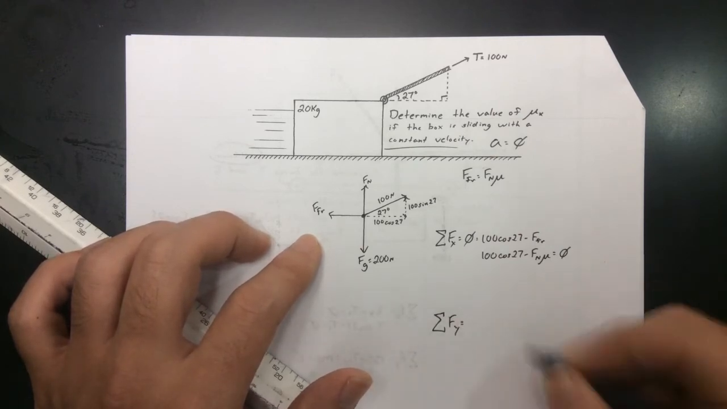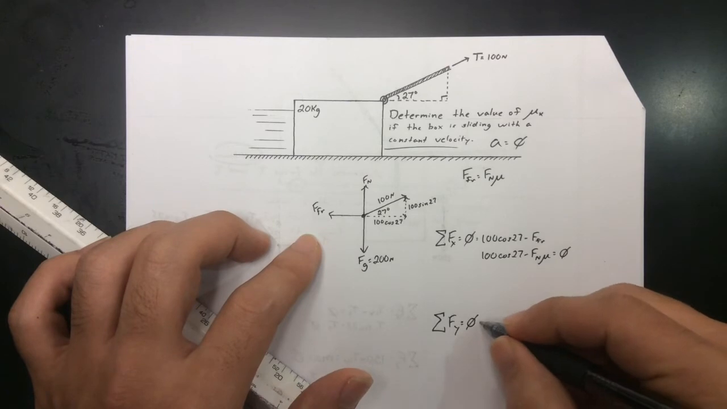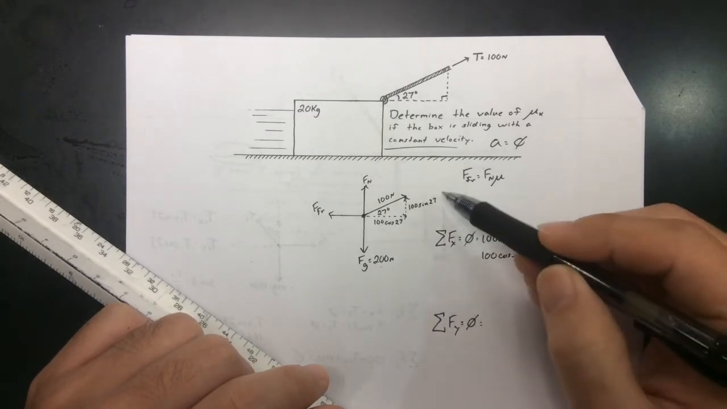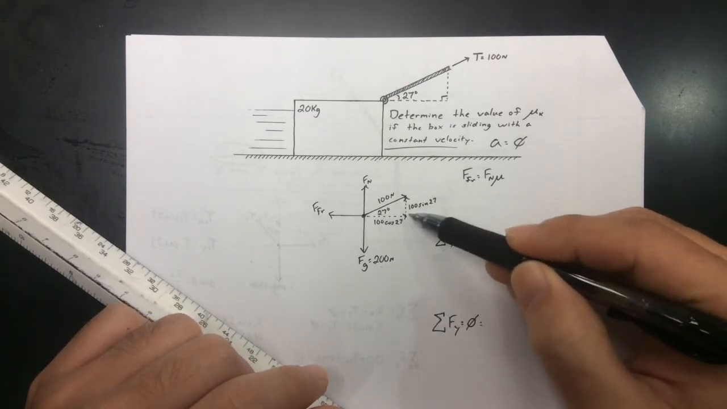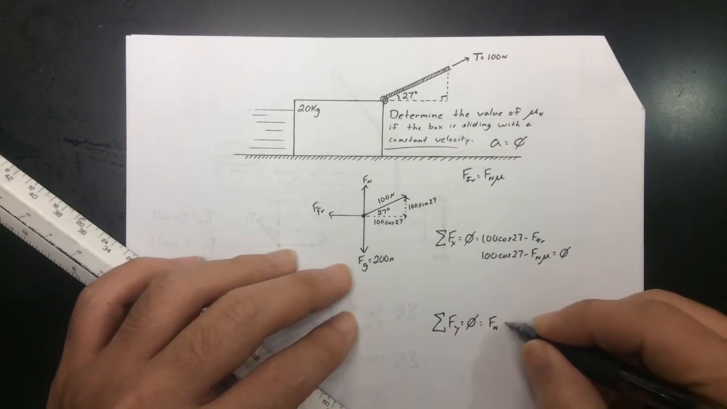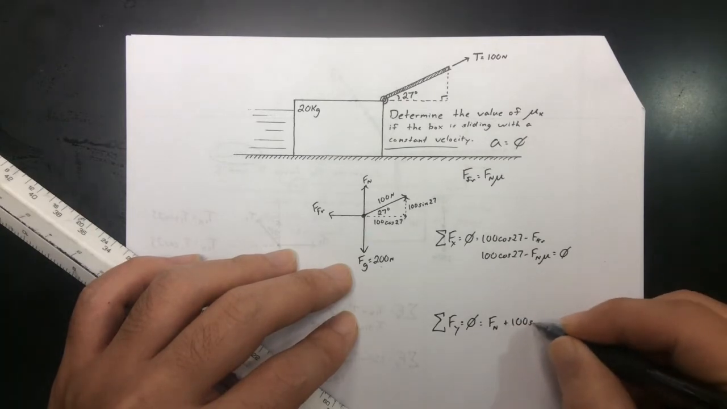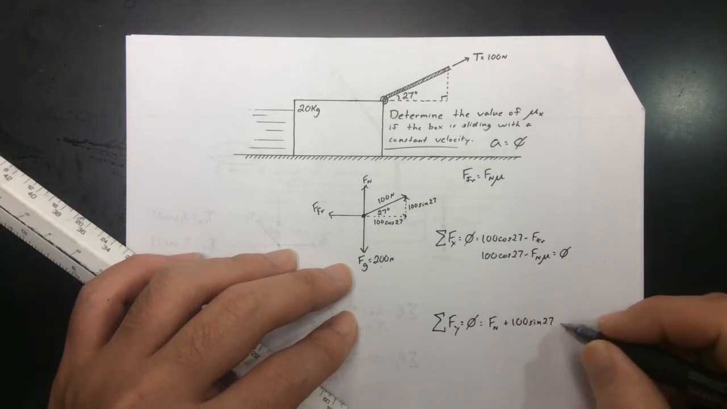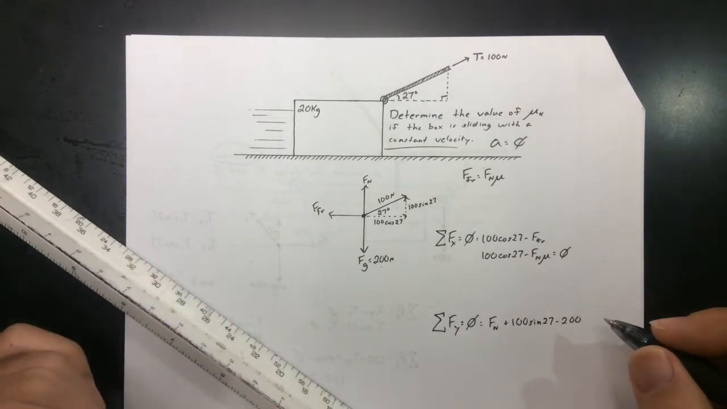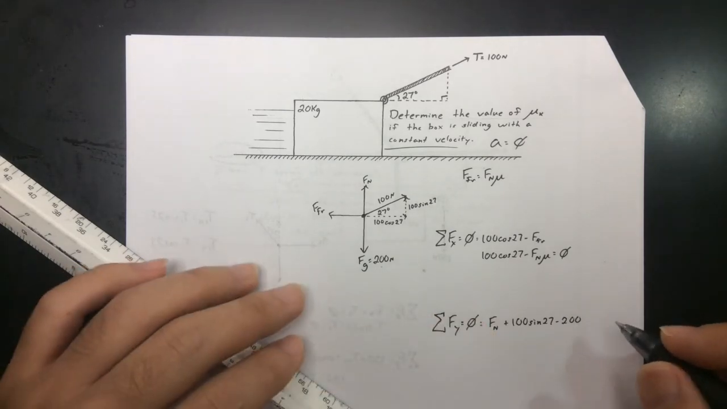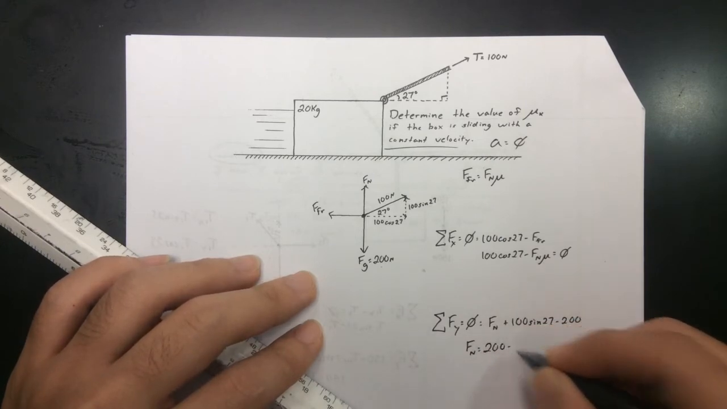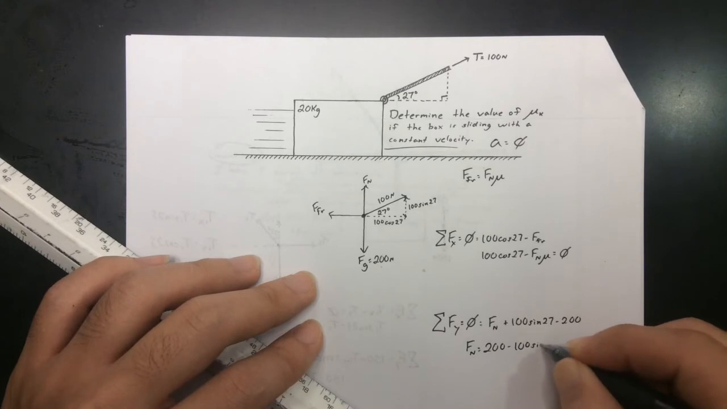Going to the y direction, we have the sum of all forces equaling 0. And we have three forces going in the y direction. We have gravity, 200. We have the 100 sine 27, this component of tension. And we have normal force. And so we're going to say, hey, normal force is positive. It's going up. And we're going to say plus 100 sine of 27. And we'll do minus 200. And that's going to be equal to 0. So we have one missing thing there. That's normal force. And if I were to solve this, I can say normal force is equal to 200 minus 100 times the sine of 27.